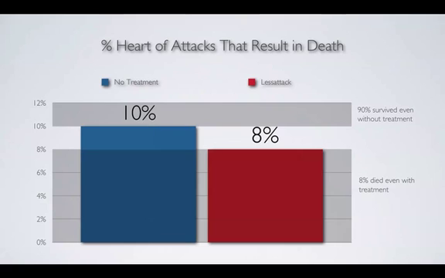Notice the scale of the graph. Only the top 12% are being shown, but since 10% died, that means 90% of people survived even without any treatment. We'll get back to this in a minute. And again, if we look at the blue area, that's 2% who were saved by giving Less Attack.